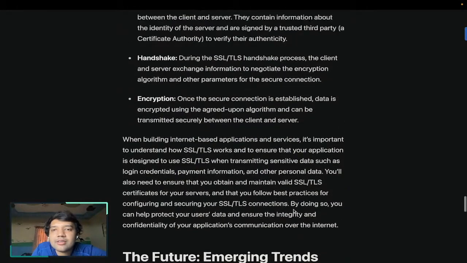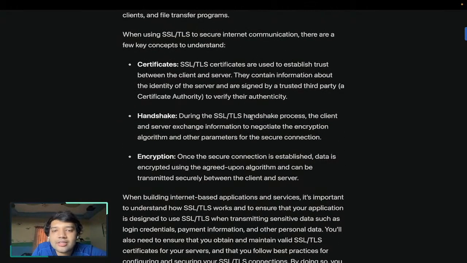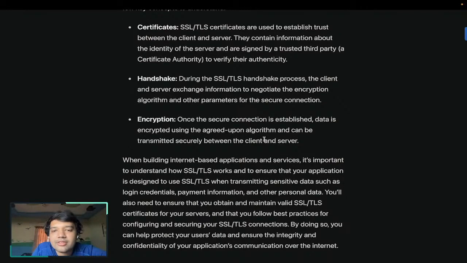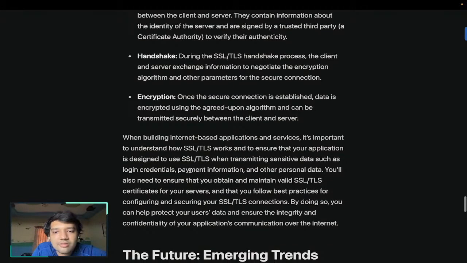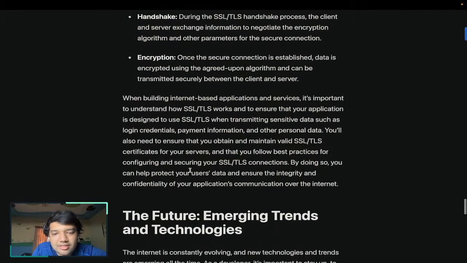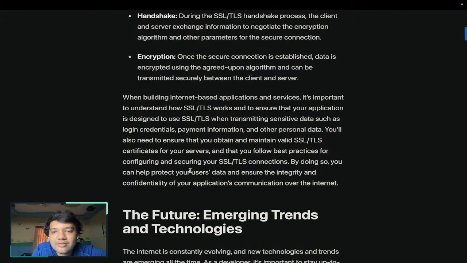Encryption. During the SSL/TLS handshake process, the client and server exchange information to negotiate encryption algorithms and other parameters for a secure connection. Once the secure connection is established, data is encrypted using the agreed upon algorithm and can be transmitted securely between client and server. Yeah, no problem understanding that.